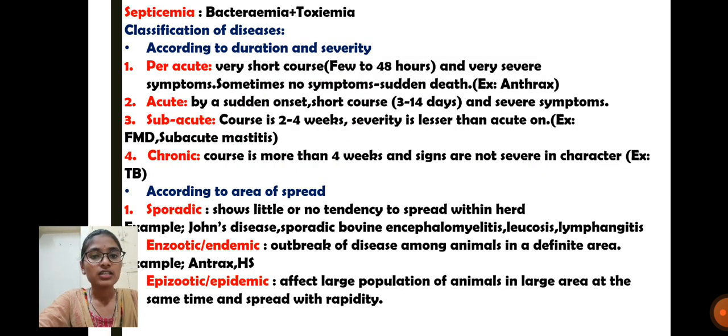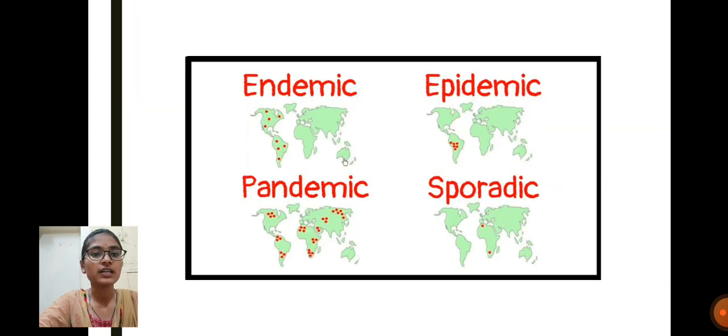According to area of spread: sporadic, endemic, epidemic, pandemic, and zoonotic. Sporadic shows little or no tendency to spread within the herd. Example, zones disease. Endemic is an outbreak of a disease among animals in a definite area, like anthrax and HS, hemorrhagic septicemia. Epidemic affects a large population of animals in a large area at the same time and spreads with rapidity.